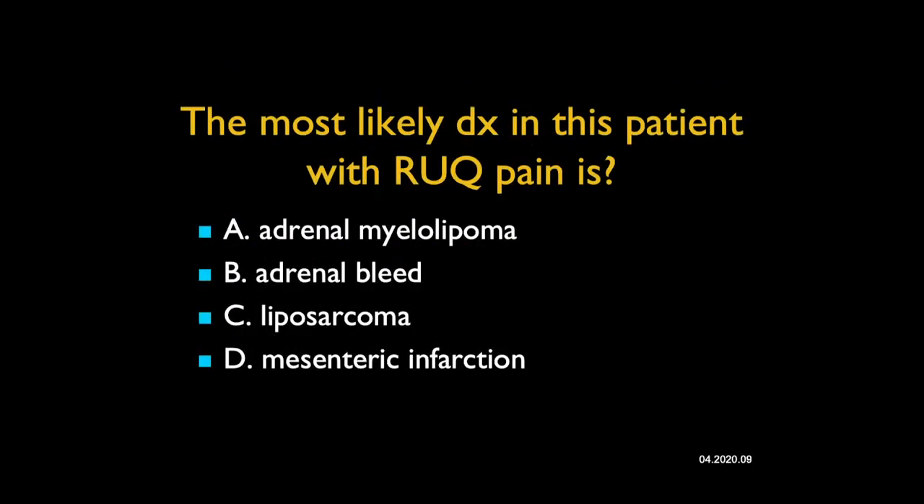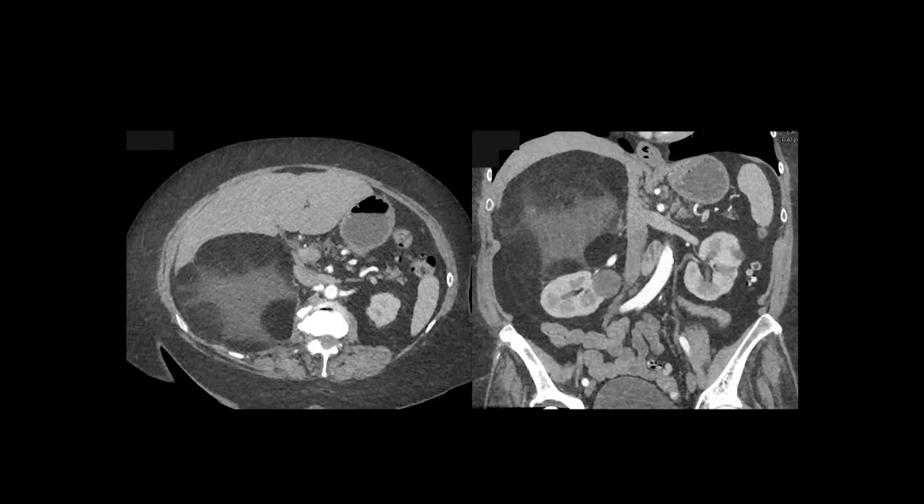The most likely diagnosis in this patient with right upper quadrant pain. When you look at the axials, you see a mass with some high density but a lot of fat. And you look at the coronal view, you can see this mass is pushing the right kidney down. Well, what is it? It could be a liposarcoma, but it looks well defined, though I have to admit you would consider a liposarcoma. Mesenteric infarction, the patient didn't have recent surgery. It's almost too much fat and it doesn't have that same appearance of an infarct.